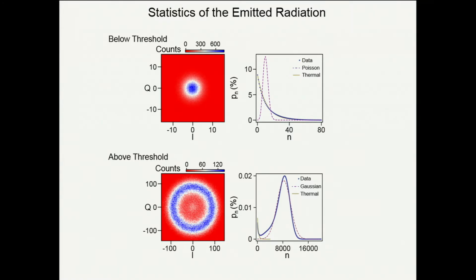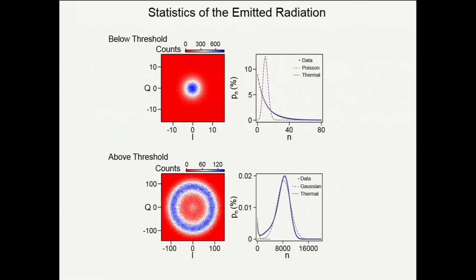And so you can see that below threshold, there's a large amount of counts in the histogram that have amplitudes close to 0 and randomly distributed phase. This is consistent with a thermal source. And if we look at the statistics of this histogram, it's consistent with a thermal source that has a temperature of just about 4 Kelvin.